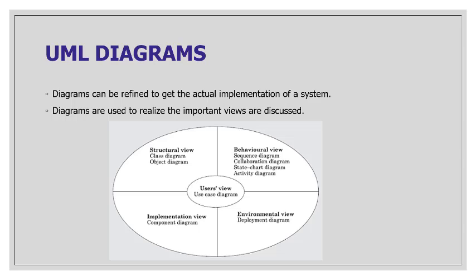So for any given problem, should one construct all the views using the diagrams provided by the UML? The answer is no. For a simple system, the use case model, class diagram, and one of the interaction diagrams may be sufficient. For a system in which the objects undergo many state changes, a state chart diagram may be necessary. For a system which is implemented on a large number of hardware components, a deployment diagram may be necessary. So the type of models to be constructed depends on the problem.